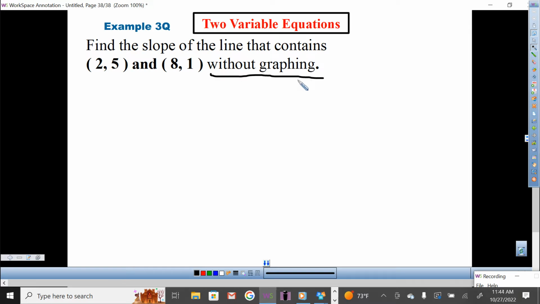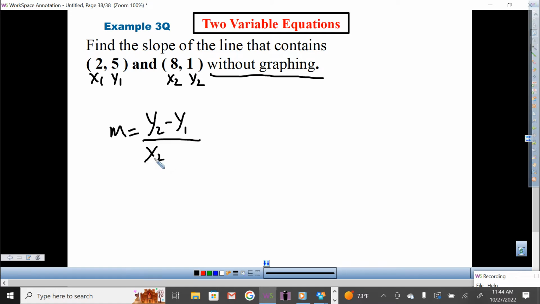So step 1, if I read it from left to right, which is my first point? This one, yes? So I'm going to label this one x sub 1, y sub 1, which means this is my second point, and I'm going to label it x sub 2, y sub 2. Now that I have that, let's write our formula. M equals y sub 2 minus y sub 1 over x sub 2 minus x sub 1.